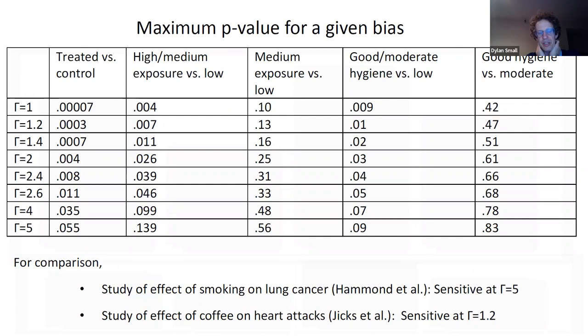Yeah, right. That's a good point. So the gamma for this one is referring to how much an unmeasured confounder could affect the treated versus control comparison. This one is comparing how much an unmeasured confounder could affect where in the battery factory you work. That is a good point. So when you combine them, you take the maximum of the gammas when you go to the next table, where you combine.